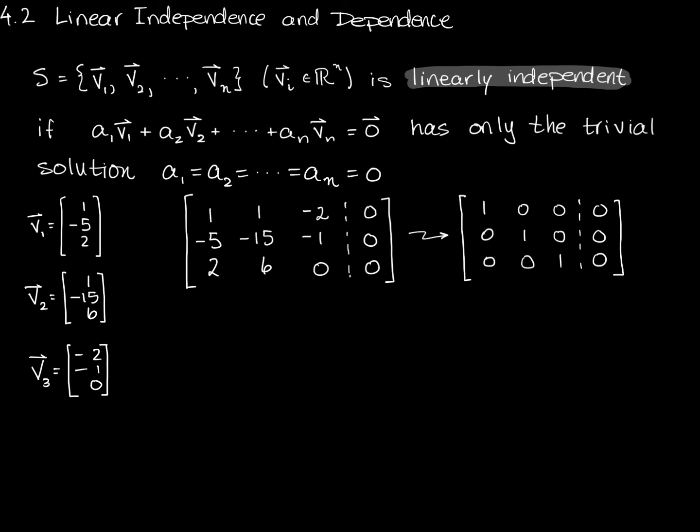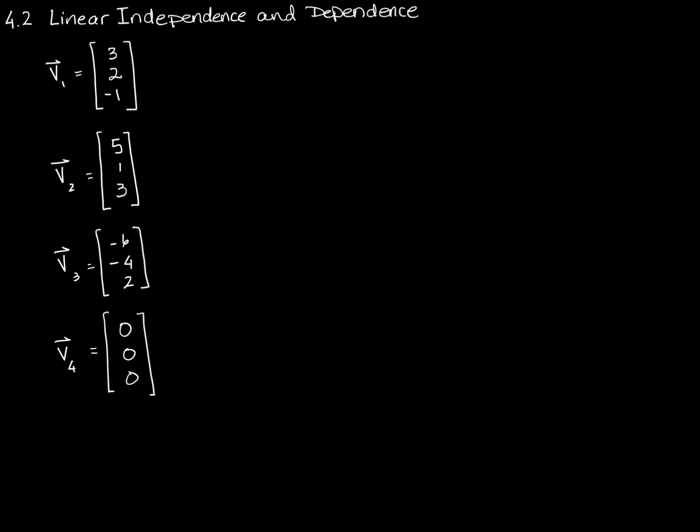Had we found, when we did this process, anything other than all three of these being 0, two of them can be 0 and one of them is something else, anything other than the all 0 solution, then the vectors in our set would be linearly dependent. But because these are all zeros, the vectors in our set are linearly independent. Okay, just one last thing on this topic.